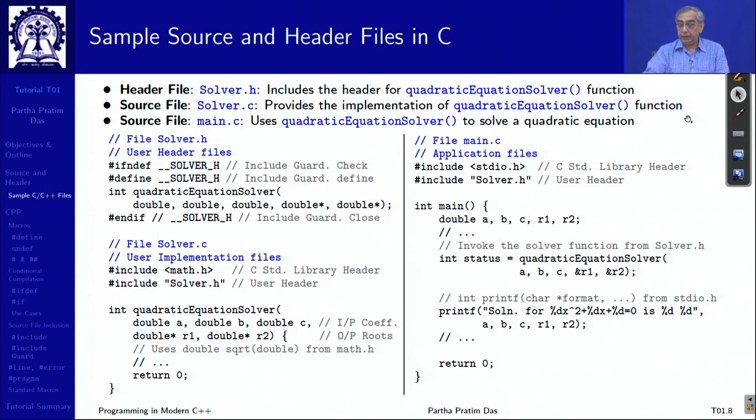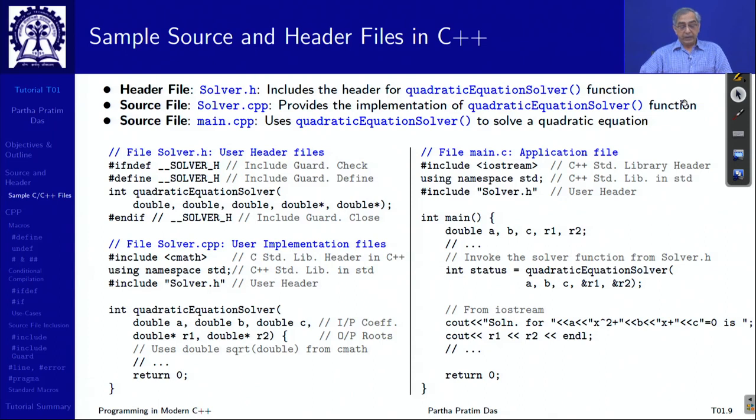Similarly, this is another example in C with a quadratic equation solver. The solver.h is here, which tells you the solver function prototype and so on. Then the actual function implementation in solver.c, and the main to use it.